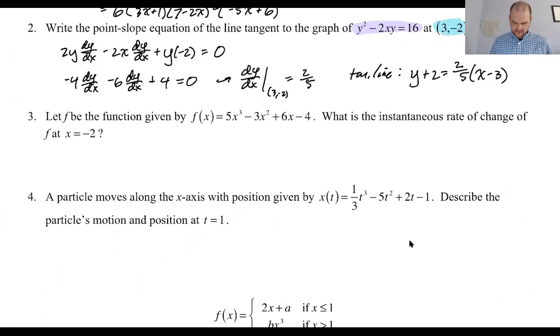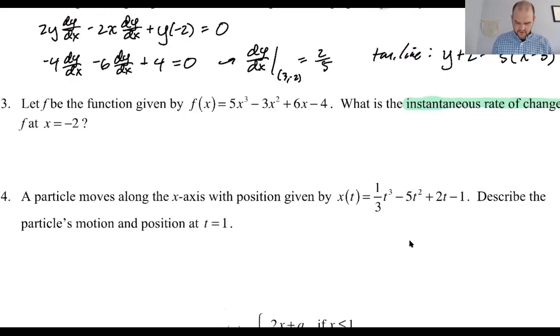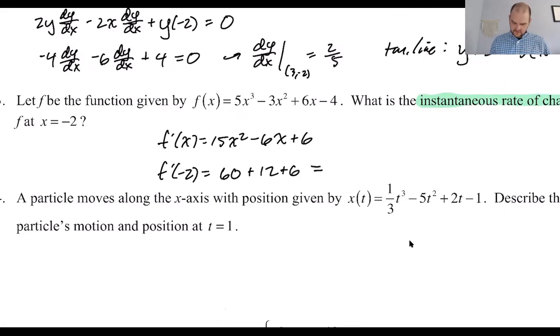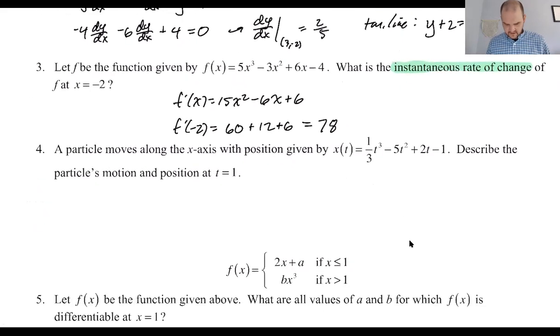So let f be the function given by that. What is the instantaneous rate of change is another way of saying what is the value of the derivative. These are things you need to know. Questions try to trip you up by just using different words, and that's kind of silly because, why would this trip you up? But so f prime is 15x squared minus 6x plus 6. So f prime of -2 is going to be 60 plus 12 plus 6, so 78, I think. All right, and I will check that eventually.